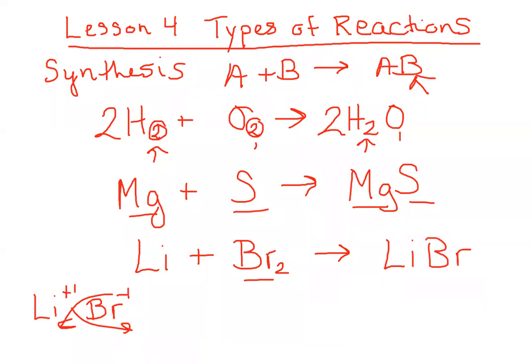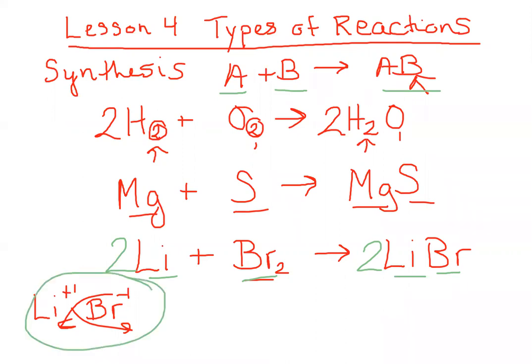We need to balance this. I'll use another color to balance it. Here we have 1 Li here, 1 here, but we have 2 Brs here, so we need 2 over here, so we'll have to put a 2. Now we have 2, so we've got to put a 2 there. So now it's balanced. That's synthesis, where you've got one element plus one element equals a compound. And you might have to use the periodic table like this to see what the compound is that it makes.